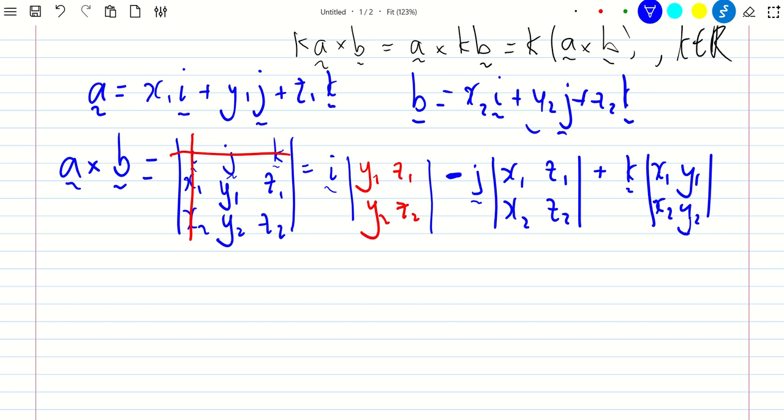And so you'll see that once you've done that, you'll get a number for the determinants here, because to find this determinant here, it's just y1 times z2, take away z1 times y2. And so you'll get a number for that. And so you'll end up with a nice little vector in there.